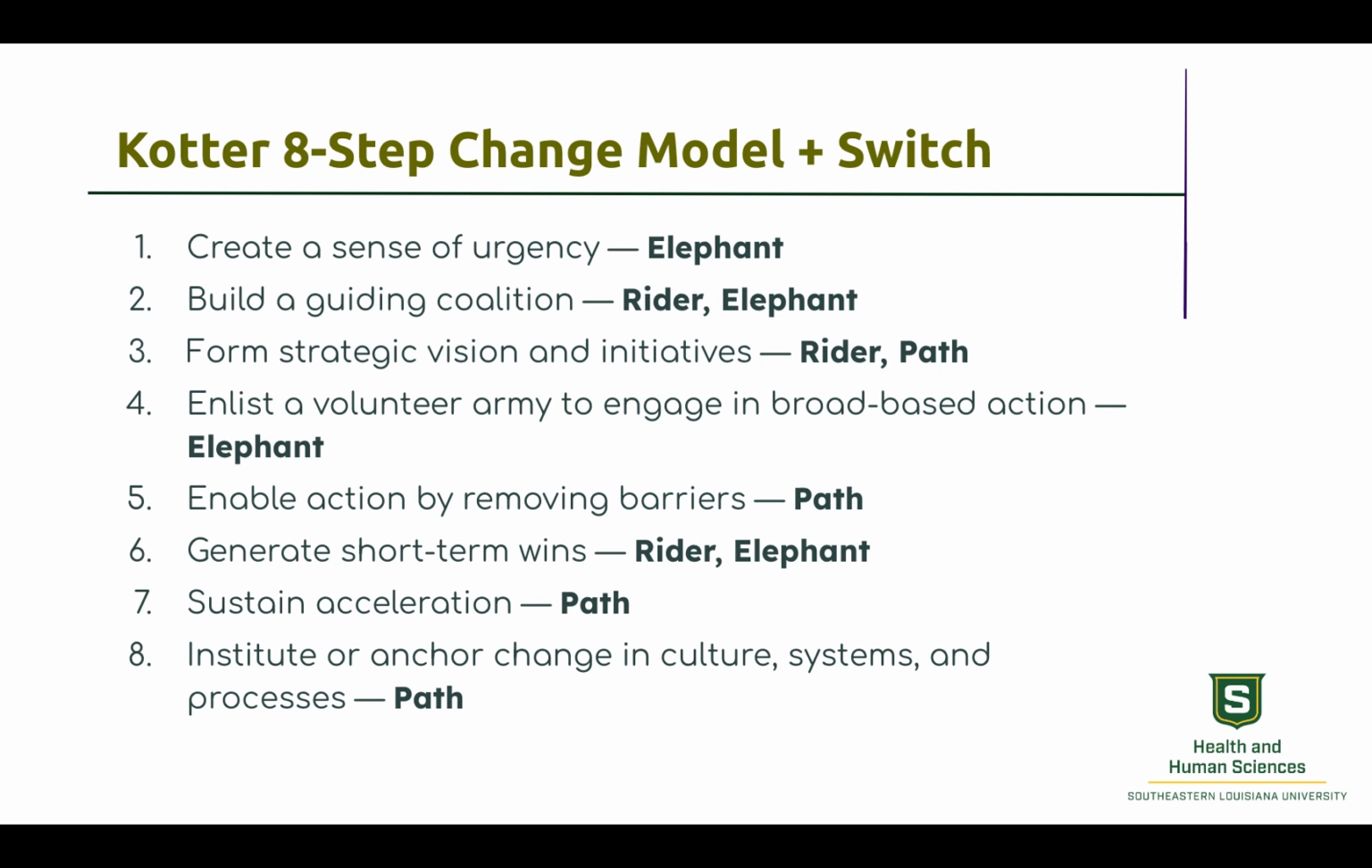If you're trying to build a guiding coalition, focus on both the rider and the elephant. If you're trying to form a strategic vision and initiative, focus on rider and path. And if you're trying to enlist a volunteer army, focus on the elephant. If you are trying to enable action by removing the barriers, focus on the path. If you want to generate a short-term win, focus on elephant and rider. So whatever it is that you're trying to do is telling you where to focus to get the most out of what you are trying to achieve.